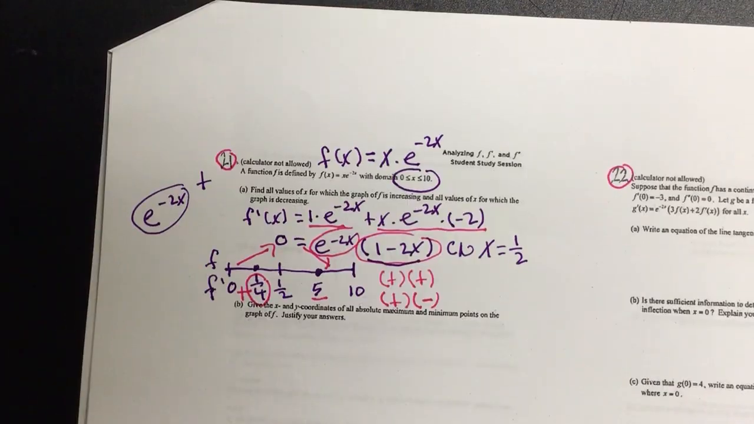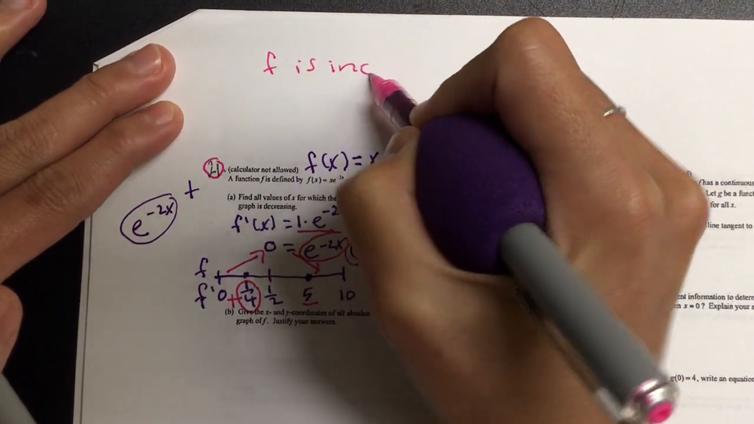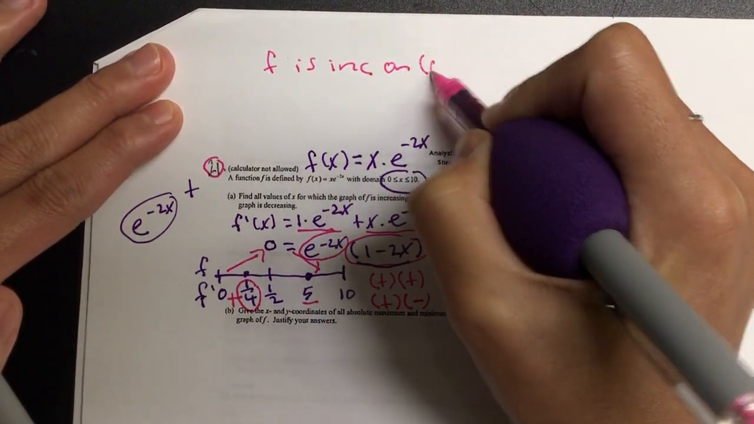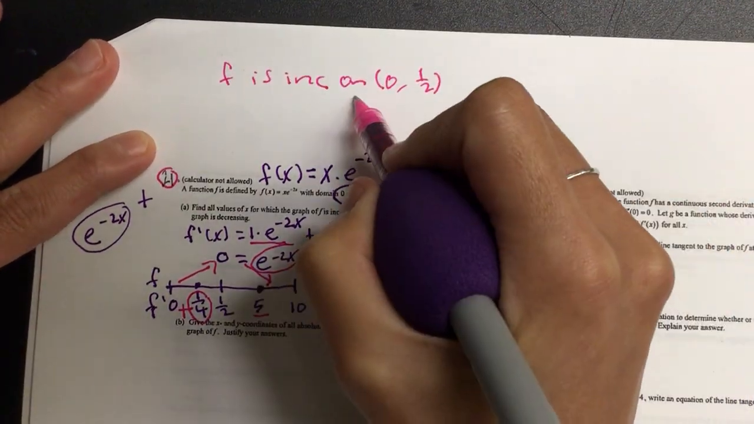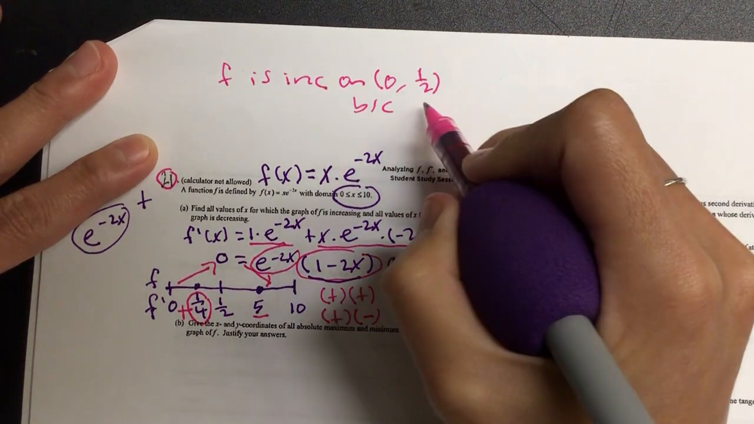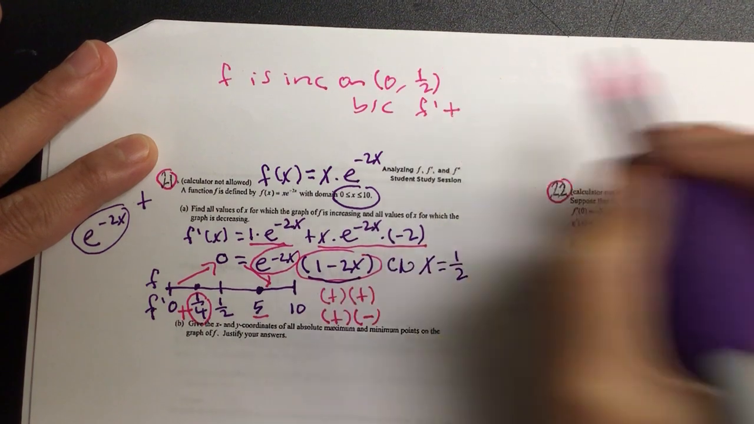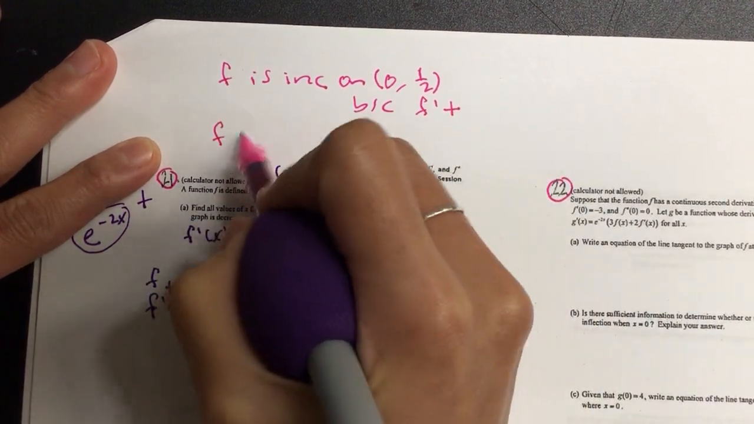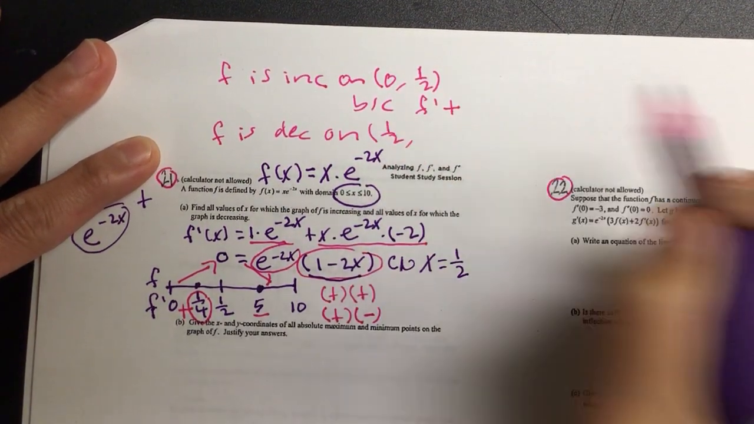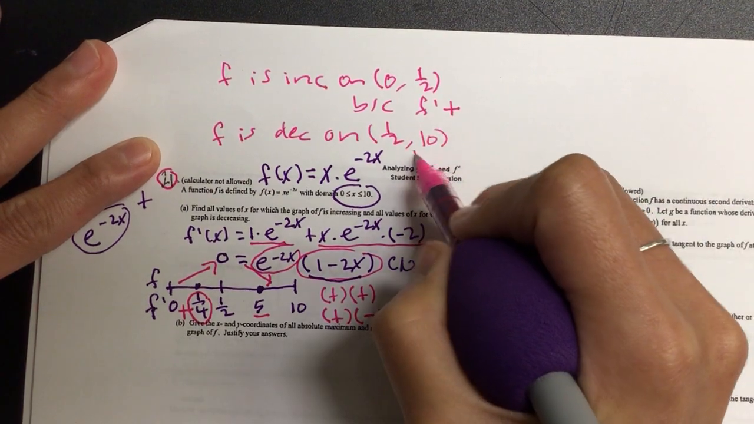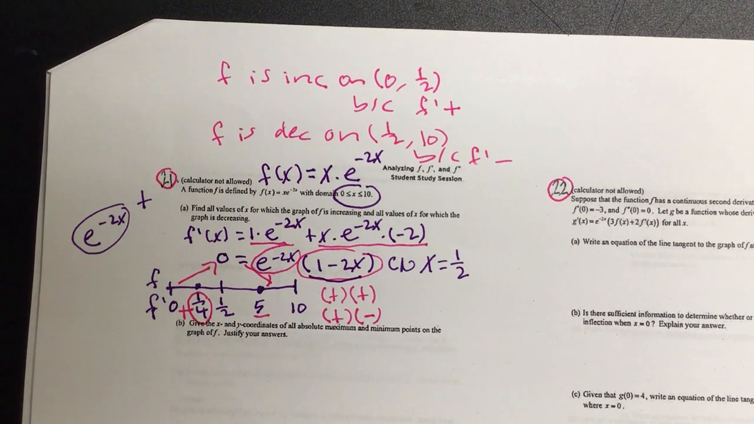And I'll write the reasoning on the top. So we know the function is increasing on the interval 0 to 1/2. And the reasoning has to be because, in this case, f prime is what? Greater than 0. It is positive, good. And we know the function is decreasing on the interval 1/2 to 10, and that is because f prime is negative. Voila.